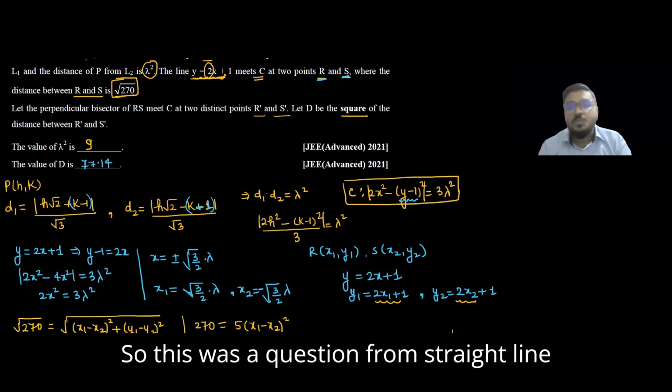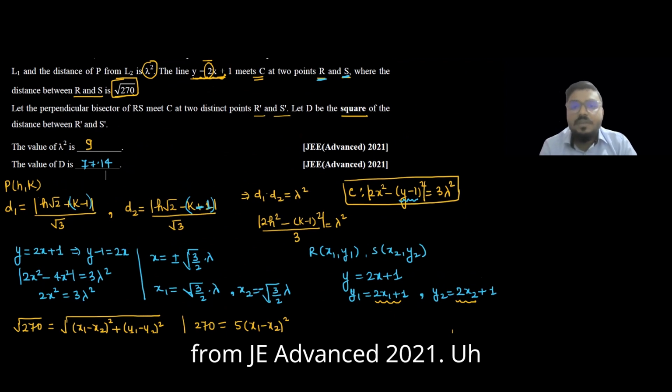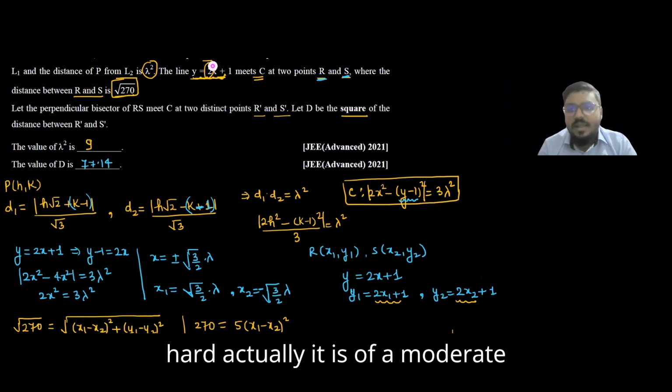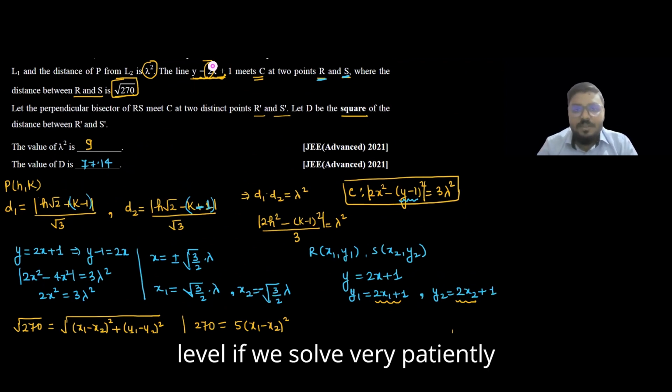77.14. So this was a question from straight line from JEE Advanced 2021. Again, this question is not hard actually. It is of a moderate level if we solve very patiently.